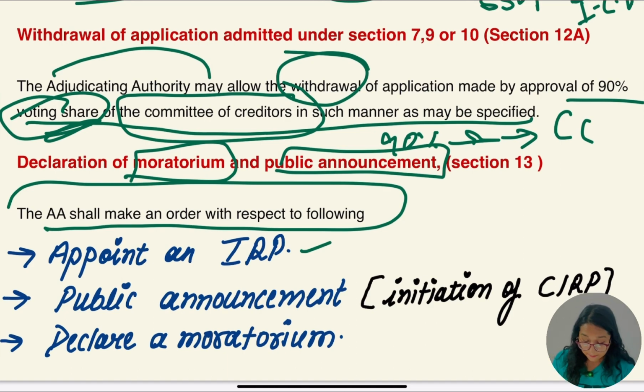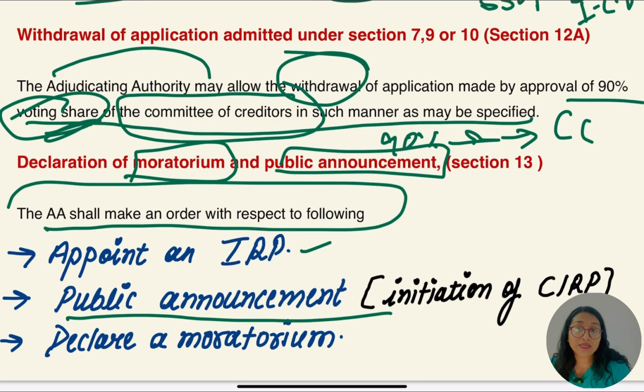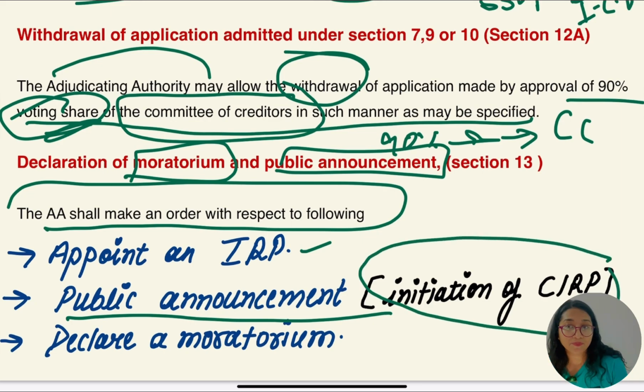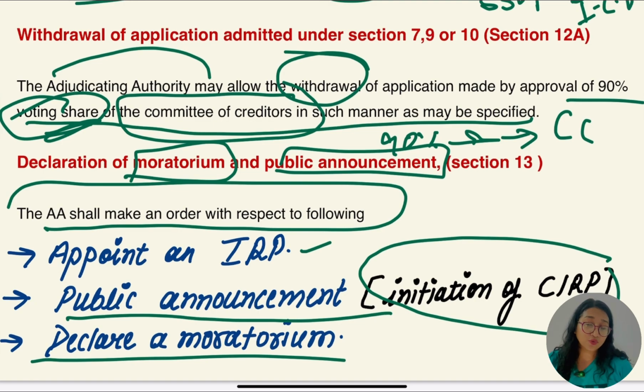Okay, second, public announcement is to be done, which is saying initiation of CIRP. Which is telling the public about the initiation of CIRP. Corporate insolvency resolution process has been initiated of this company. Hope this point was clear. Okay, third is about declaring a moratorium.